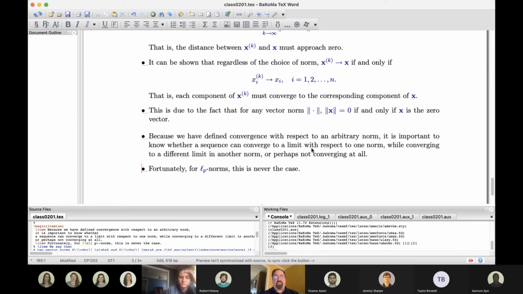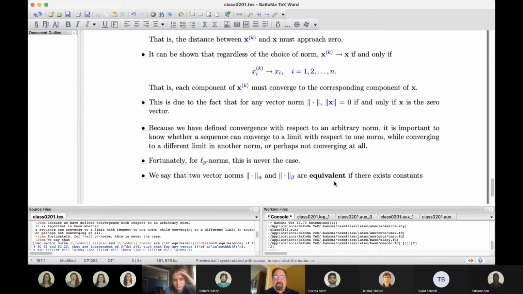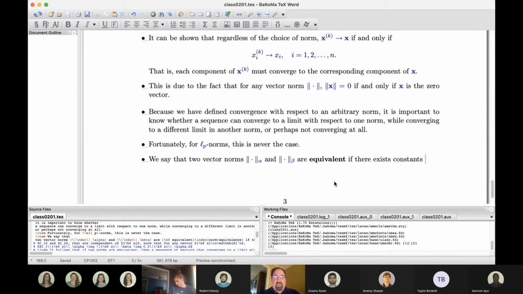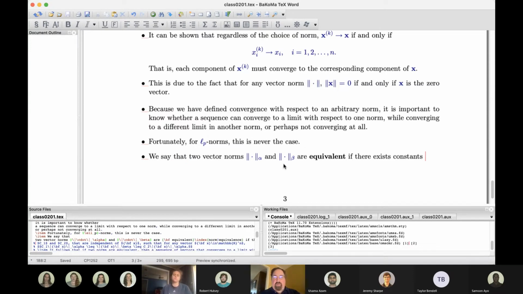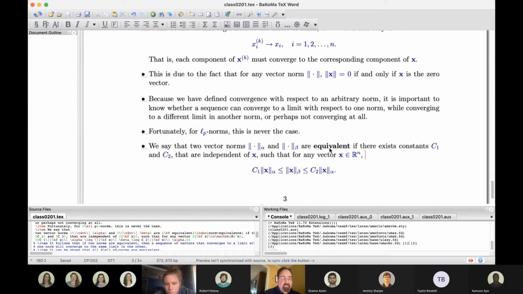If a sequence of vectors converges in a certain p norm to a limit x, it must converge to the same x in any other p norm. And this leads to the notion of what are called equivalent norms, which may have also come up in certain other classes, possibly like maybe 771. So we say that two norms are equivalent if one of the norms is bounded both below and above by certain constants times the other norm, where the constants C1 and C2 cannot depend on x. So if that's the case, for certain constants C1 and C2, we say the norms are equivalent.